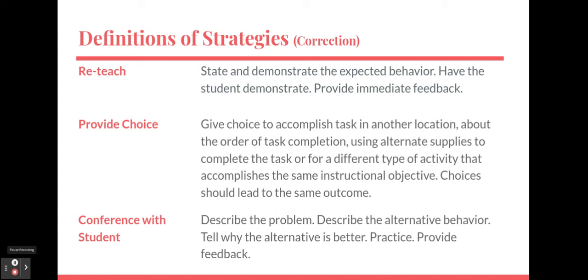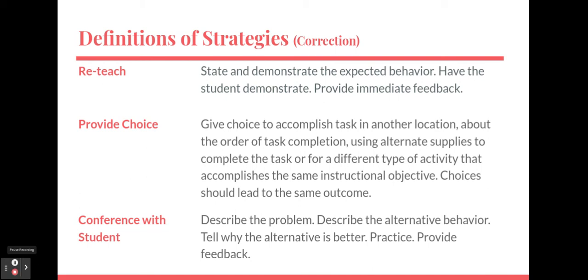The last subcategory for behavioral reengagement strategies is correction. Let's begin with reteaching. Reteaching is when you state and demonstrate the expected behavior, have the student demonstrate it, and then provide immediate feedback. The next strategy is to provide choice.